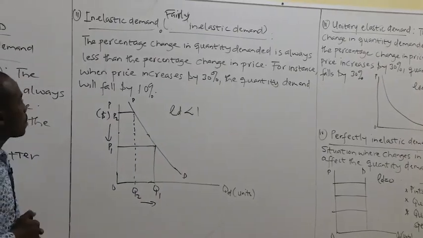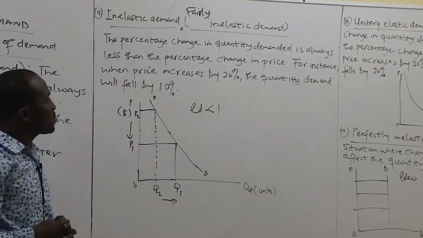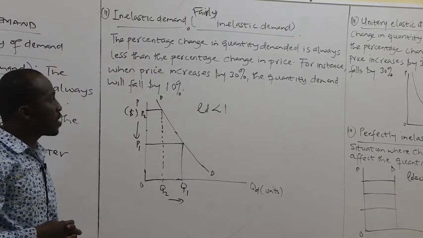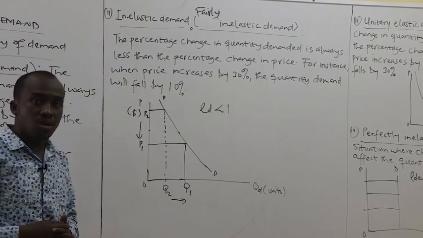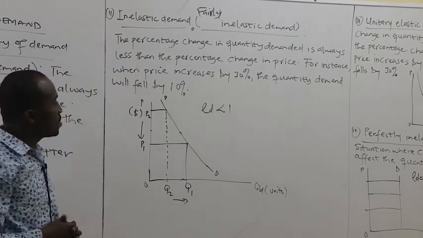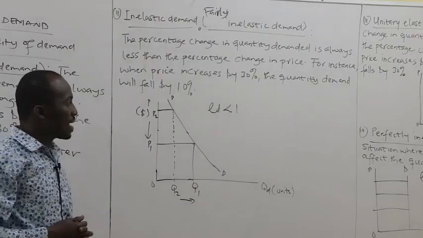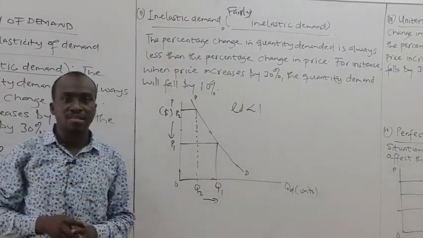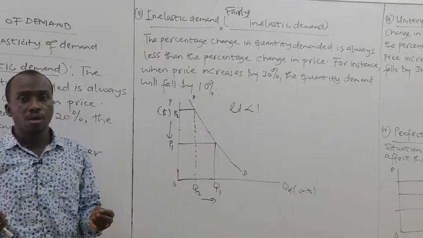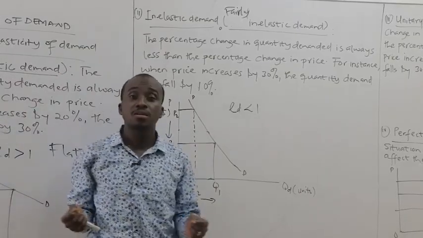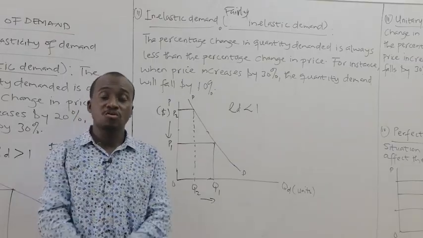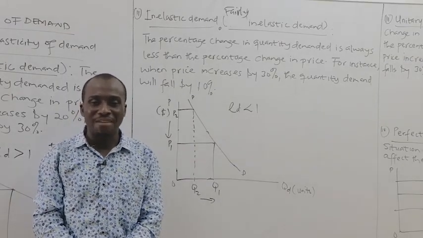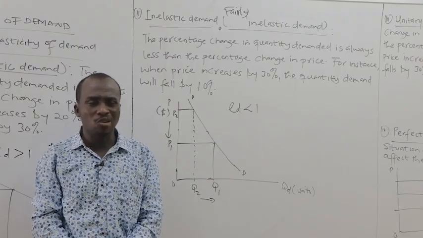It's the same thing. What does it mean? It means that the percentage change in quantity demanded is always less than the percentage change in price. For instance, if the price increases by 30%, quantity demanded will fall by 10%. Assuming a product's price increased by 30%, but demand falls only by 10%, that means the commodity is not highly sensitive to change in price. So change in price does not affect its demand so much. Even though demand will fall, it does not fall by so much.